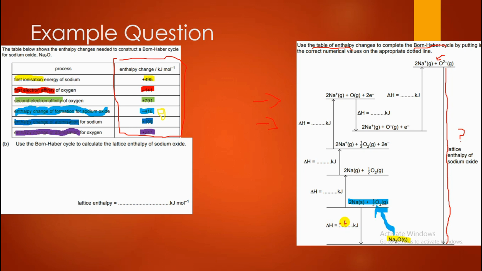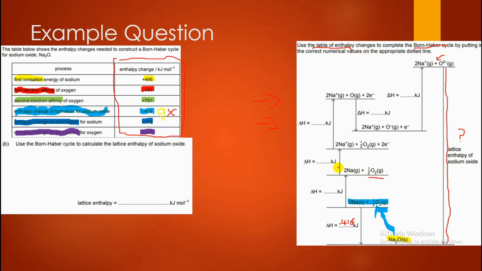4, 1, 6. So that's our one value, 416. So now we can check this off. Now we go to our next stage. We see that our 2Na plus half oxygen are in a solid form and a gas form. Now we see that our oxygen does not change.